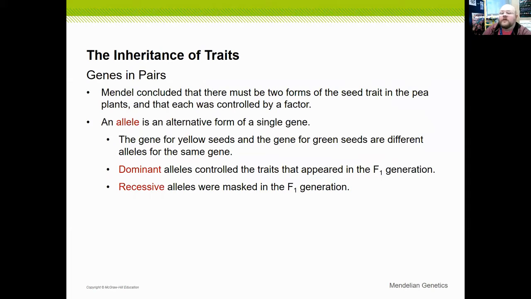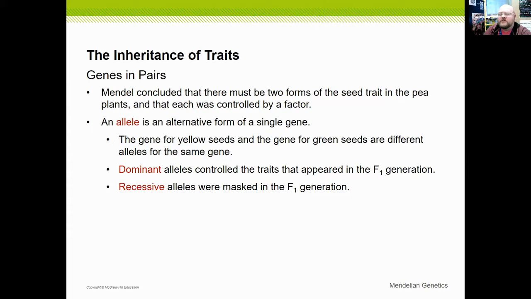So Mendel concluded that there must be two forms of the seed trait in the pea plant and that each was controlled by a factor. So the word allele, you're going to hear that a lot from now on. An allele is an alternative form of a single gene. So the gene for yellow seeds and the gene for green seeds are different alleles for the same gene. Now, alleles can either be what's called dominant or recessive.